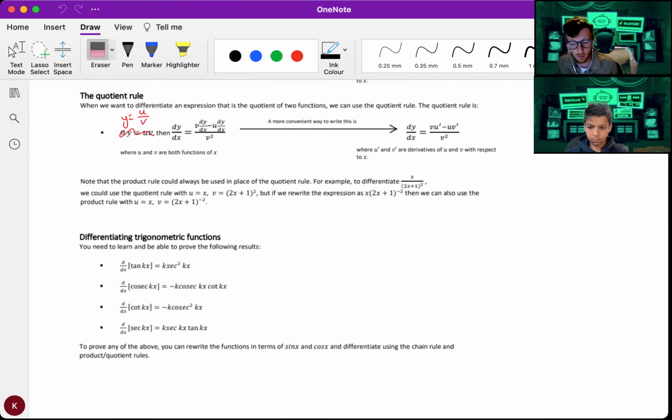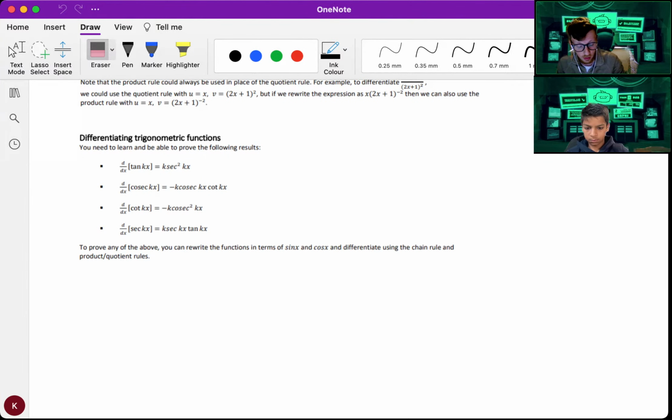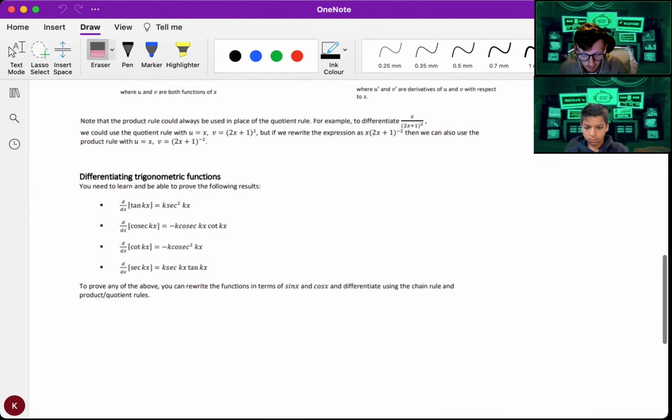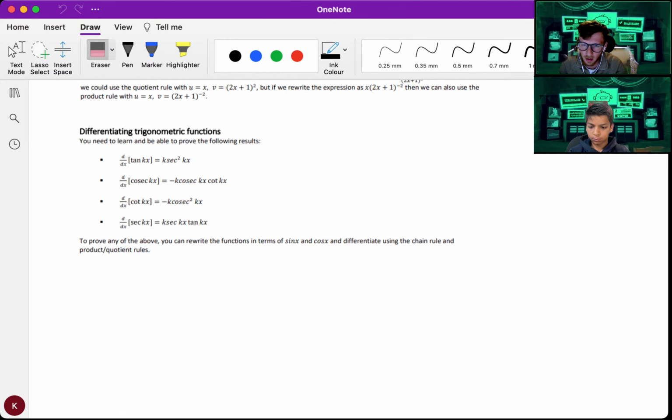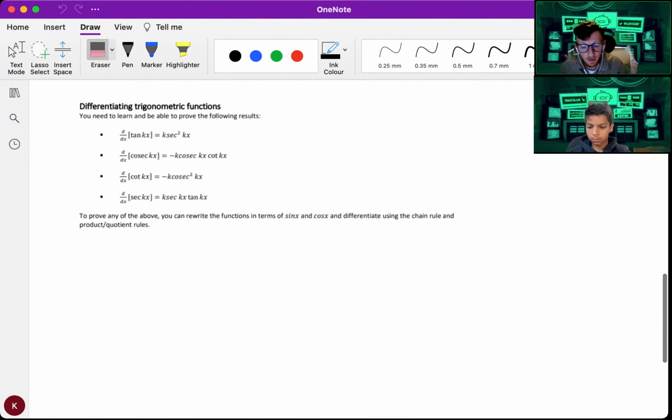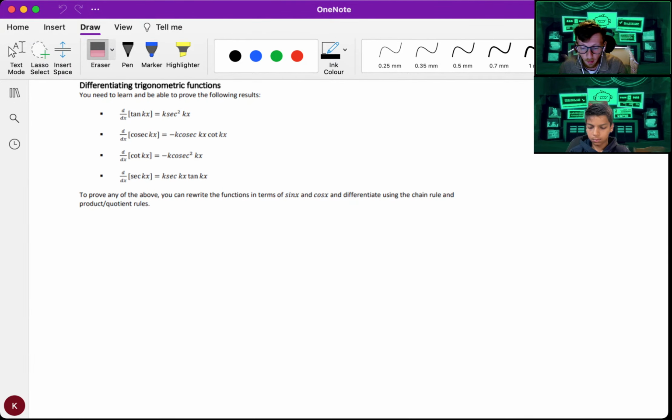The product rule and quotient rule lead us to differentiate some of these trig functions. I think these are the ones that are given to you in the formula book, along with the quotient rule. The product rule, if I remember correctly, isn't, but the quotient rule is. And these trig functions are given to you, and we might be using them today.